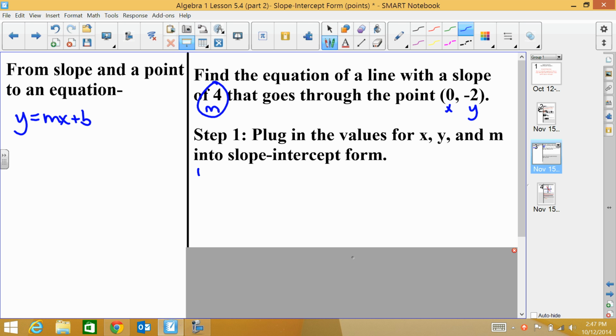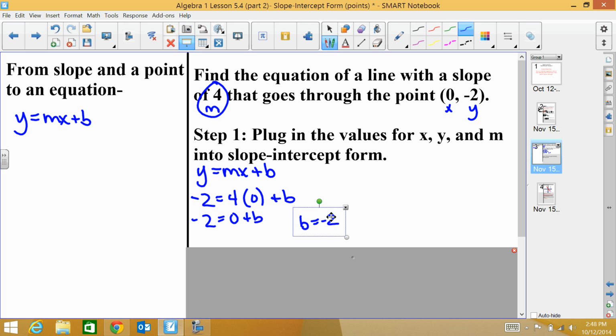So if I start with y equals mx plus b, my y value is -2, my m is 4, my x value is 0, and I'm trying to solve for b. So I get -2 equals 0 plus b. Well, that 0 really doesn't matter, so b equals -2. And that would be my answer.